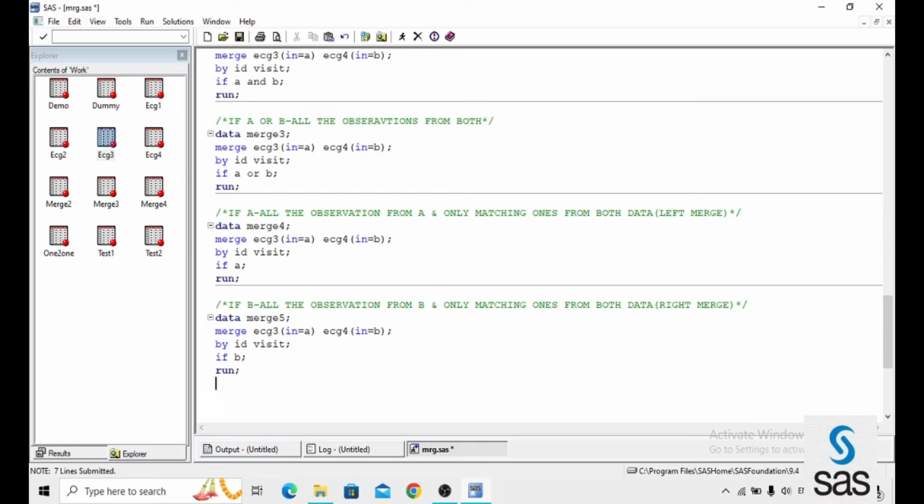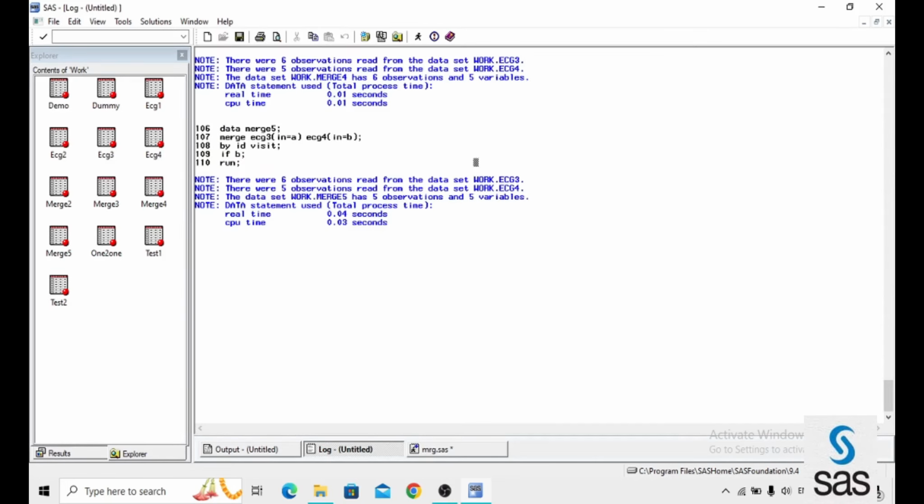And if you observe, why we called if A a left merge, then why we called if B a right merge? Because in the merge, this is the left one, this is the right one, according to you. Yes? Yes, this is the right, this is the left. And if A means left merge, if B means right merge. Okay, now we are running this. Log is clear, merge 5, we are opening merge 5.